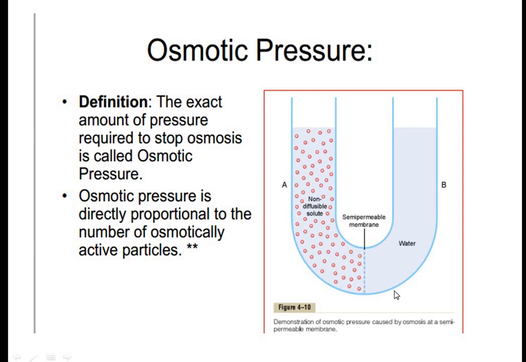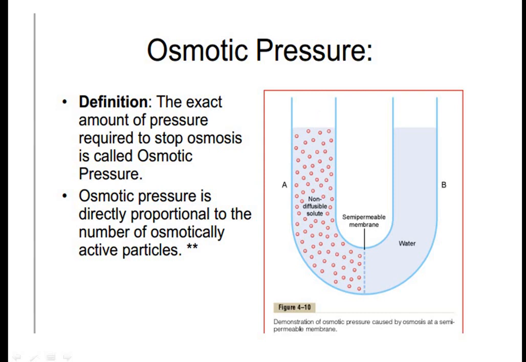If, for example, we have this U-shaped tube and we have pure water on this side and we have a non-diffusible solute on this side, what will happen? The water will move through this semi-permeable membrane towards the area of the solute concentration, and the level of water in this limb will rise.